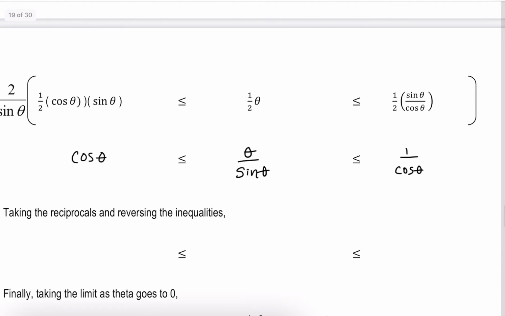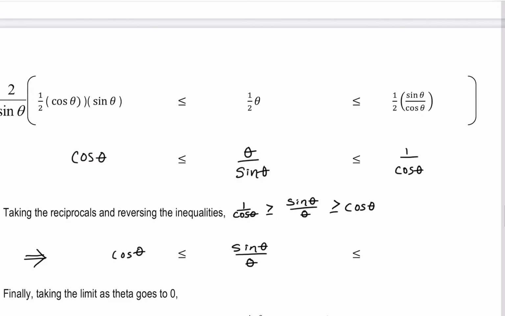So in essence, if I take the reciprocals, because that's what I'm really going for in the center here, sine theta over theta, then I take the reverse of those inequalities. Now let's just rewrite this. Instead of going from greatest to least, let's rewrite this same inequality from the perspective of least to greatest. Cosine of theta is less than or equal to sine theta over theta, which is less than or equal to 1 over cosine theta.